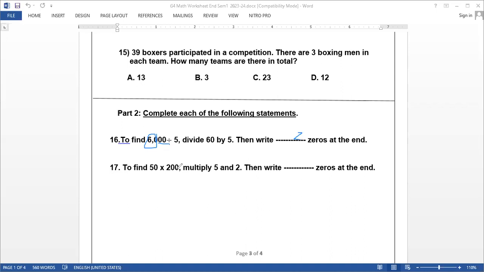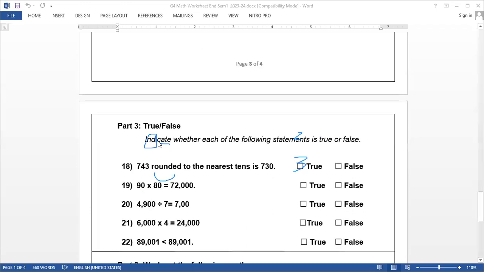To find 50 multiplied by 200, multiply 5 by 2, then write how many zeros? Here 1 zero, and here we have 2, so 3 zeros. Now true or false questions.